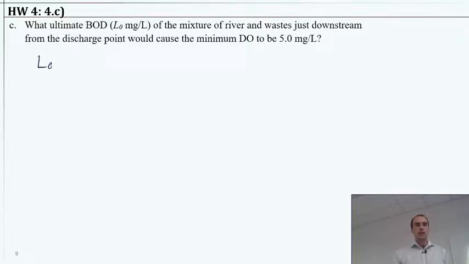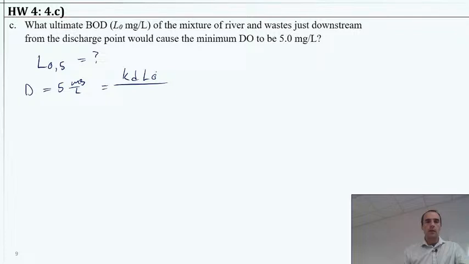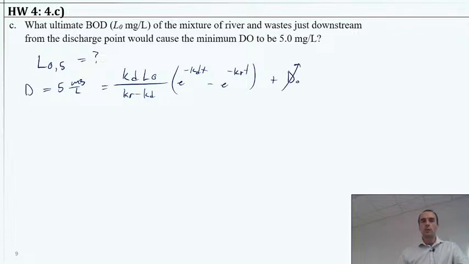And so here would be the solution. So the L naught under the 5 deficit case is what we're looking for. So our deficit is 5 milligrams per liter. And we can set that equal to the equation that we had already discussed, right? KD times L naught over KR minus KD, all that times the e to the minus KDt minus e to the minus KRt, all that plus the initial deficit term, which is going to 0.